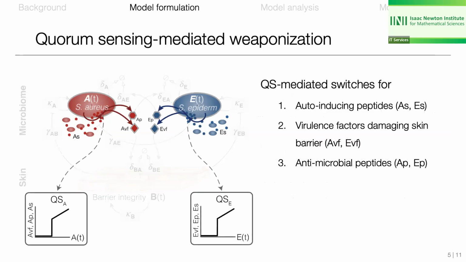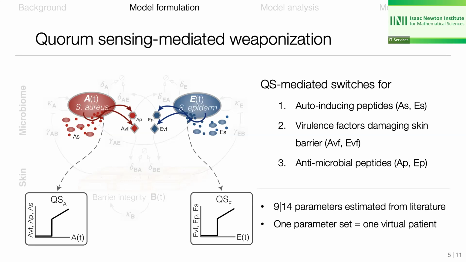Another thing that we included in the model was the quorum sensing system that S. aureus and S. epidermidis use to produce these toxins or antimicrobial peptides. It's basically a population-dependent system where below a certain density threshold, these bacteria aren't going to invest the resources to produce antimicrobial peptides or virulence factors, whereas once you cross this threshold, then they do. And we modeled that really simply, as described in the image.